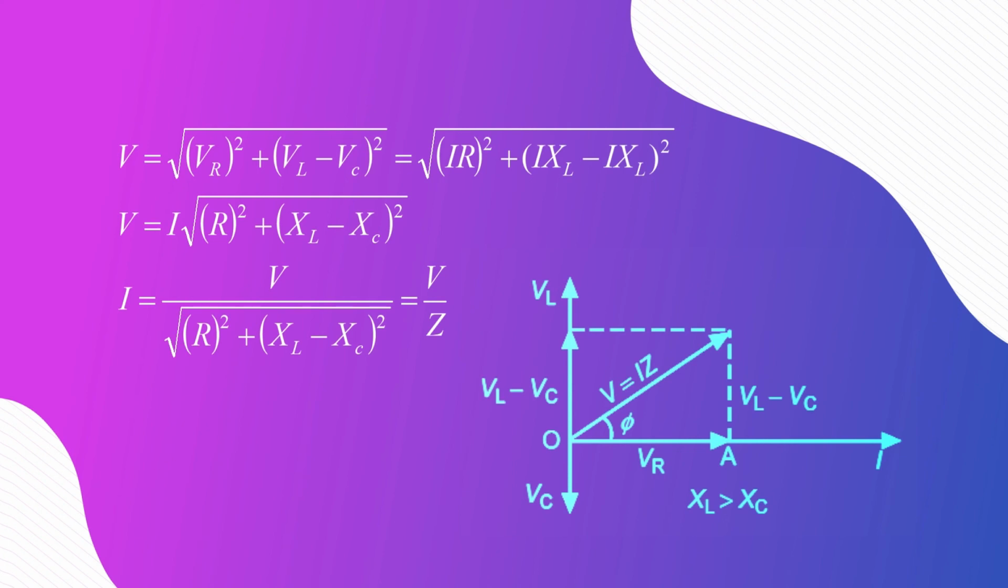So current flowing through this RLC series circuit can be written as total voltage divided by impedance of the circuit. And what is the impedance of the circuit? It is equal to under root R square plus XL minus XC whole square. Now you have calculated the value of the current, and you have already calculated the value of the total voltage.